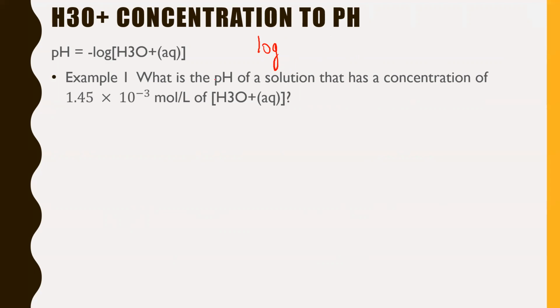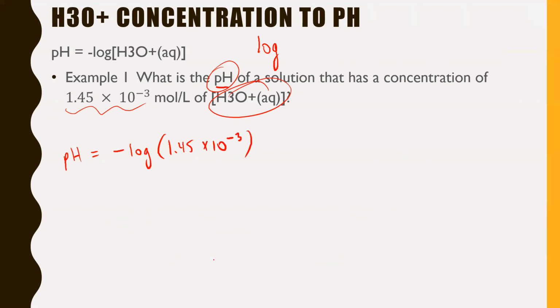So here's the first example. What is the pH of a solution that has a concentration of 1.45 times 10 to the negative 3 moles per liter of H3O positive aqueous? This right here means the concentration. We're given the actual number for the concentration, and we're looking for the pH. So we just say pH equals negative log of the H3O positive concentration, which is 1.45 times 10 to the negative 3. There's not really an easy way to do this in your head, so you have no choice but to use a calculator on this one. So if I bust out my calculator right now, let's see: negative log of 1.45 times 10 to the negative 3.